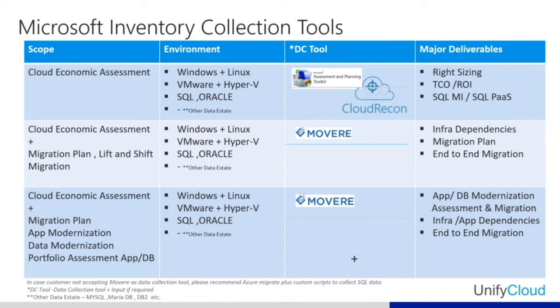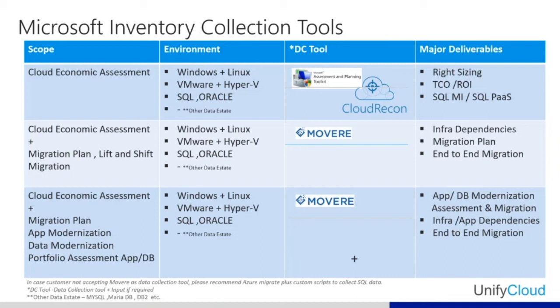So the first is, if you're just doing a cloud economic assessment, meaning you are doing right sizing, digital estate rationalization, TCO or ROI calculations, or you have to give us SQL MI and other reports, and you have an environment of Windows and Linux, then the best tool to use is MAP. Microsoft MAP is a free tool that you can always use.